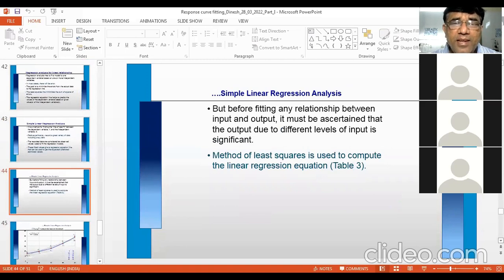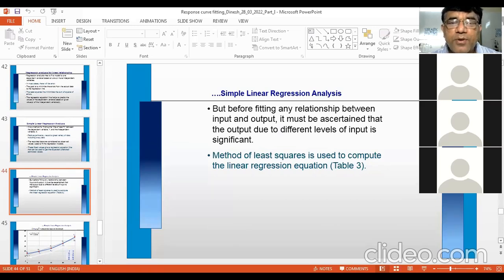But before fitting any relationship between input and output, it must be ascertained that the output due to different levels of input is significant. Means, as I told you yesterday, you need to go for the F-test of your data, and then you go for ANOVA, analysis of variance. And if your data is significant, then only you can proceed for correlation and regression analysis. If your results of yield due to fertilizer application are non-significant, then you cannot go for correlation and regression analysis.